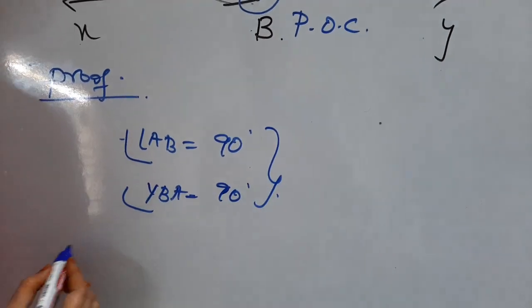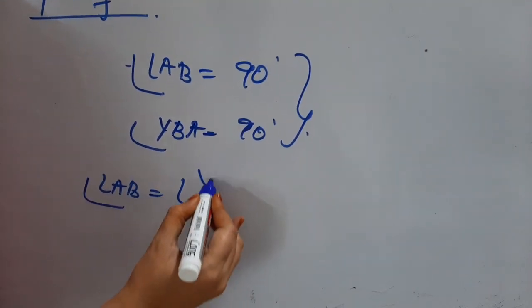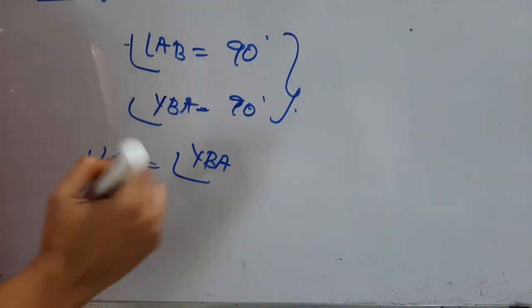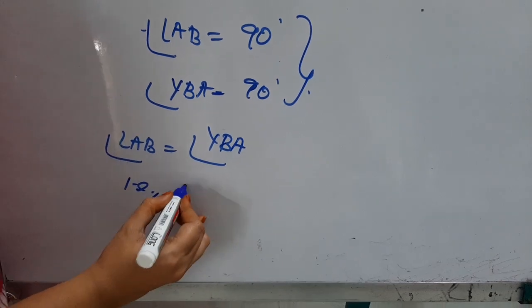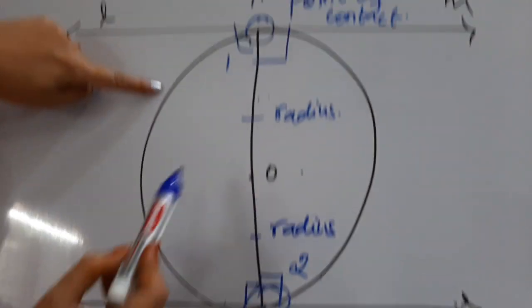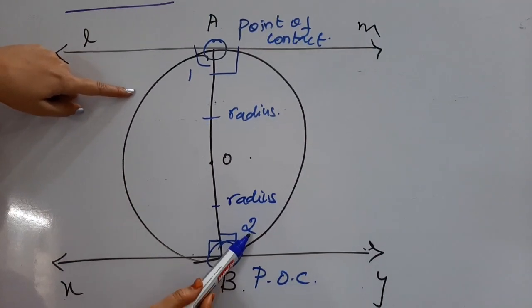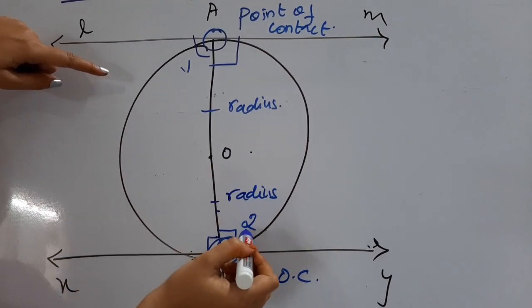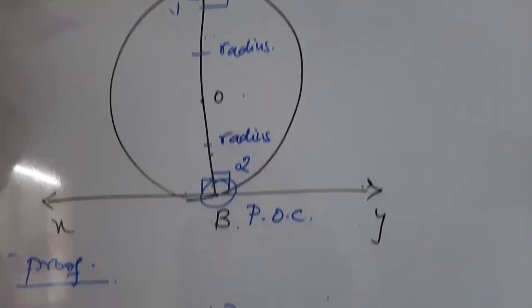From these two, what does it mean? Angle LAB is equal to angle YBA. LAB is equal to YBA. That is, angle 1 is equal to angle 2. Now see your diagram. Angle 1 is equal to angle 2. These two angles are on opposite sides. If these two angles are equal, what is AB?